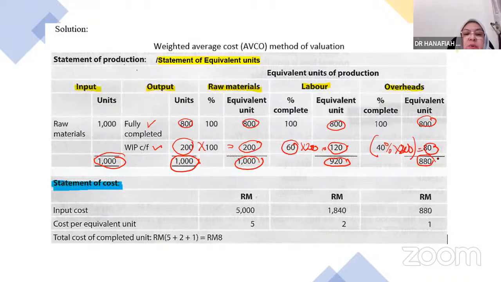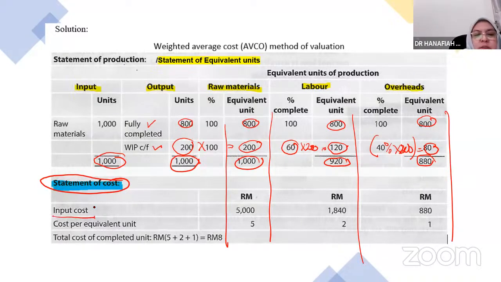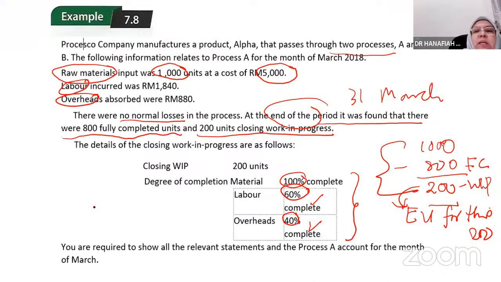So now we have to calculate the cost. You prepare the statement of cost now, where it should be in line. Okay. So what you need to do, the input cost. Where do you get the input cost? It's supposed to be in the question.